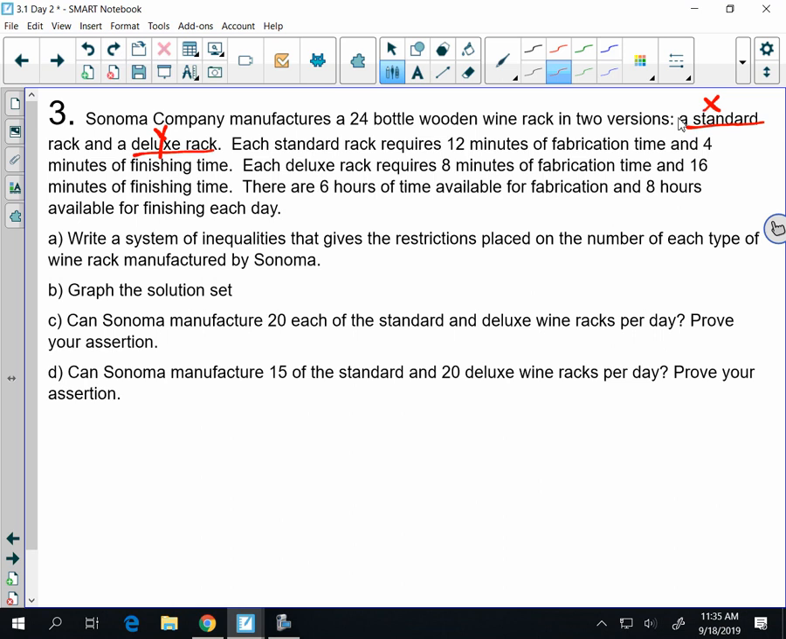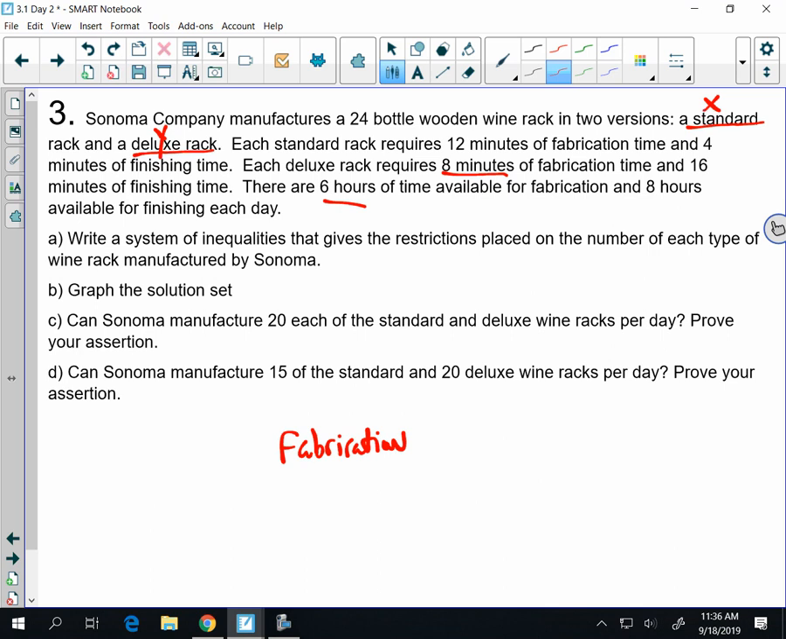What's kind of tricky about this is that we have 2 things going on, right? We have fabrication time and finishing time. And we also have minutes and hours. And so we have to convert that. We have to either all be in minutes or all be in hours. So I think it's easier to convert to minutes, and so that's what I did. So think about for fabrication.